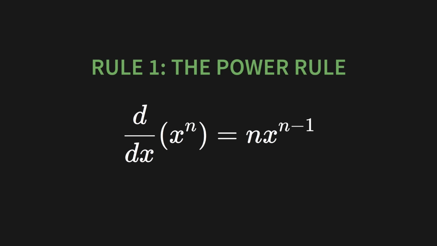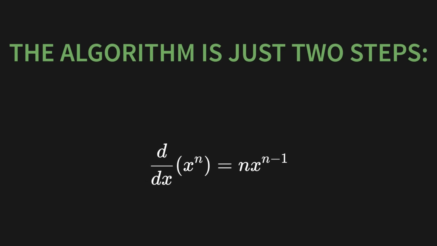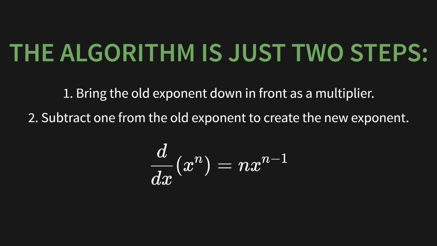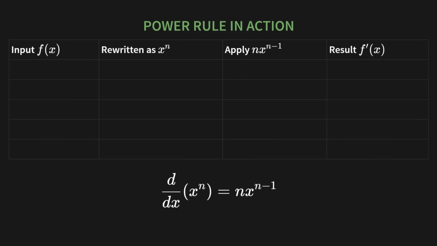The algorithm is just 2 simple steps. First, bring the old exponent down in front as a multiplier. Second, subtract 1 from the old exponent to create the new exponent. That's it. Let's see the power rule in action. First up, our input function is x squared. That's already written as x to the power of n. So we apply the rule, n times x to the n minus 1. The 2 comes down in front, so we get 2 times x to the power of 2 minus 1.